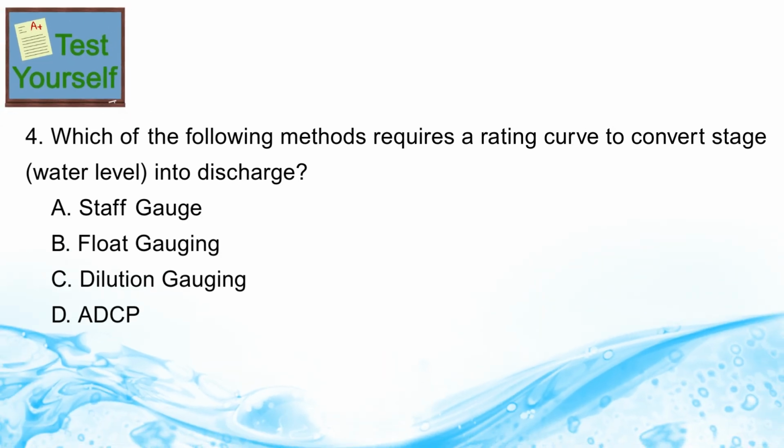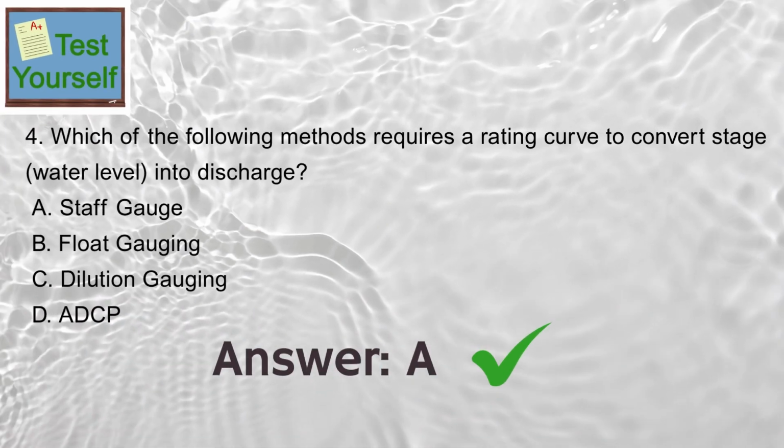4. Which of the following methods requires a rating curve to convert stage, water level, into discharge? A. Staff gauge. B. Float gauging. C. Dilution gauging. D. ADCP. The answer is A.